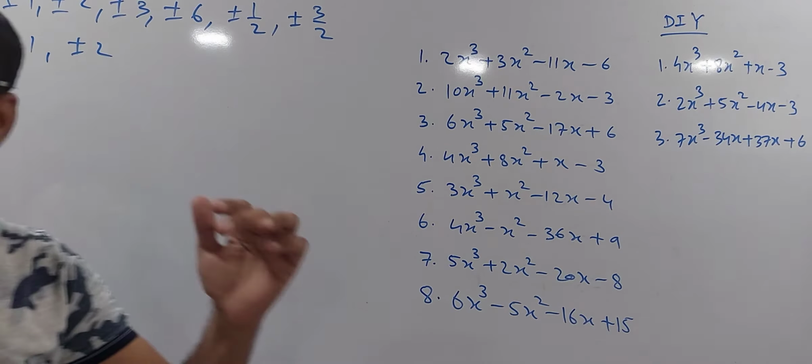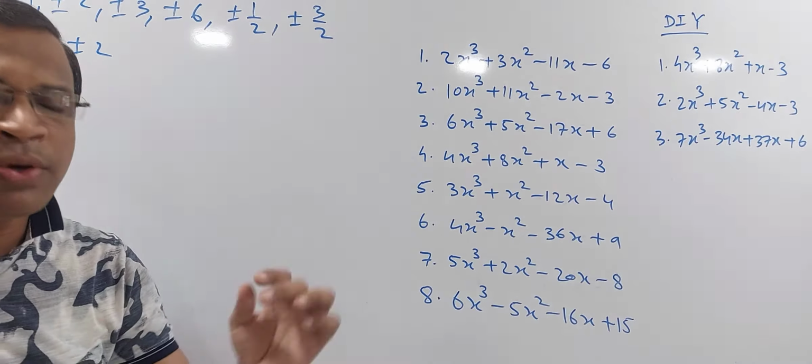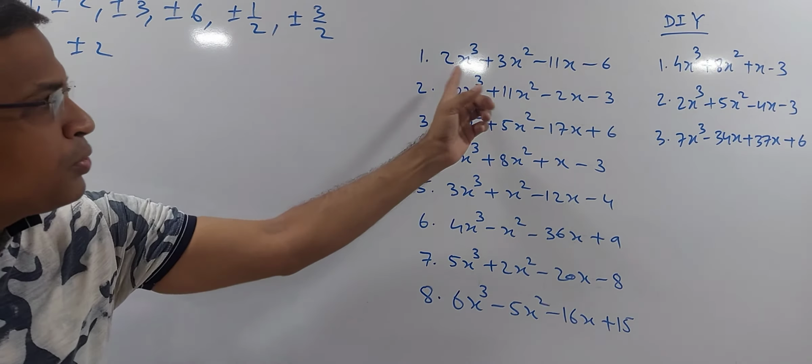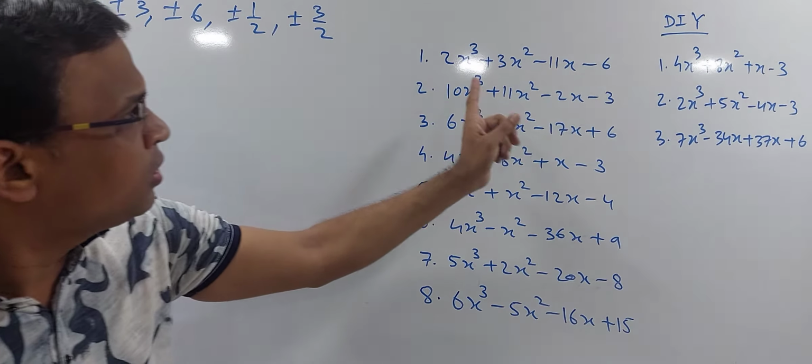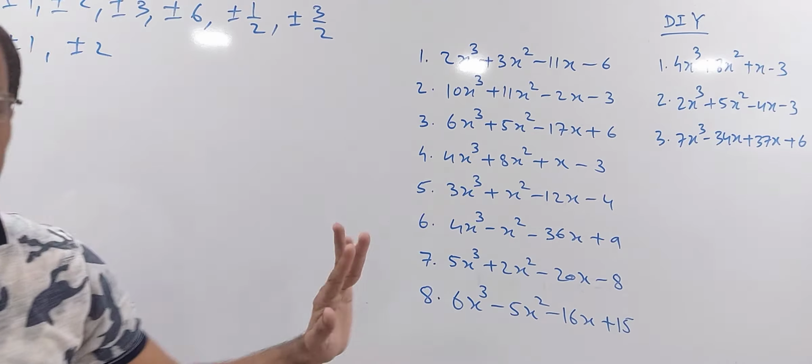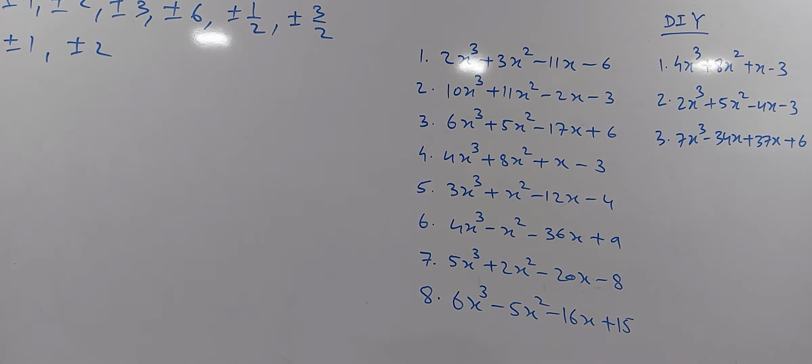Before that, always try to cross-check for 1 and minus 1, because 1 and minus 1 is a very easy approach. So 2 plus 3, 5, not possible for 1. For minus 1, this is minus 9, this is minus 3, not possible. So 1 and minus 1 are not possible, so we need to jump ahead.